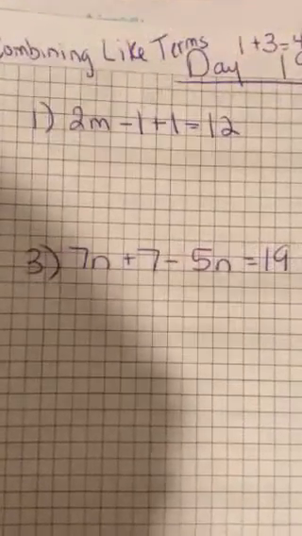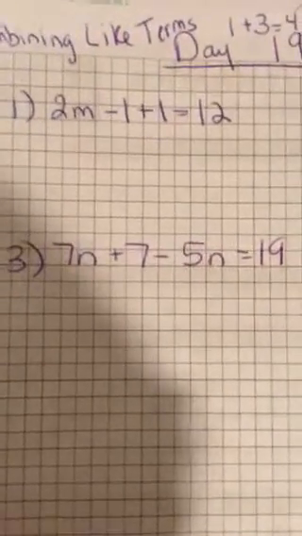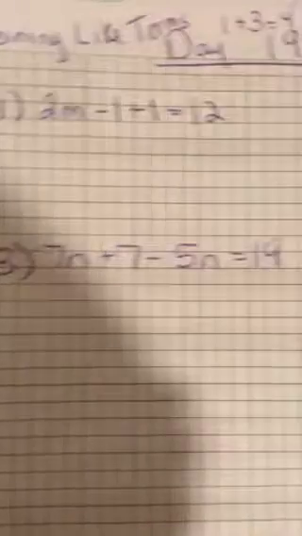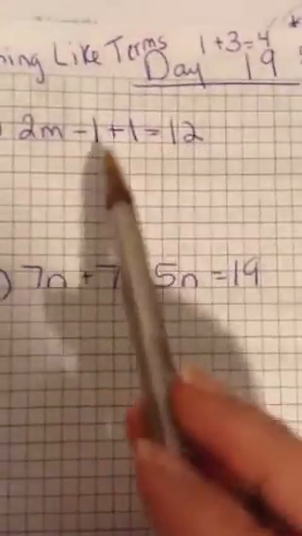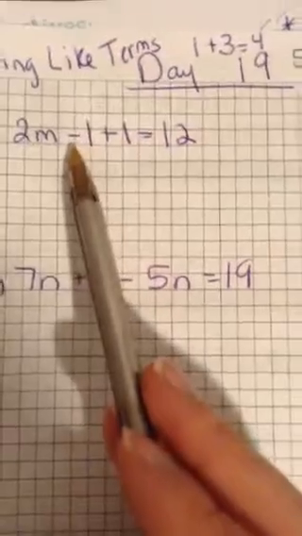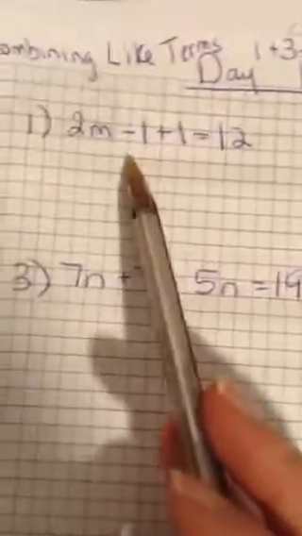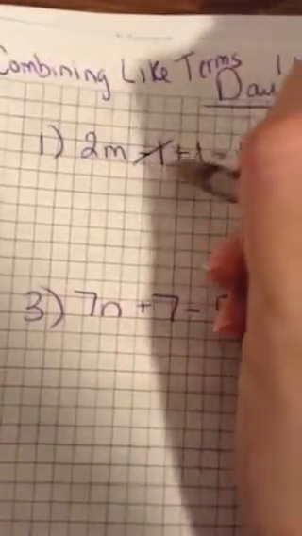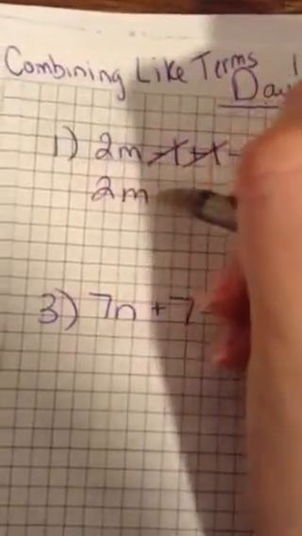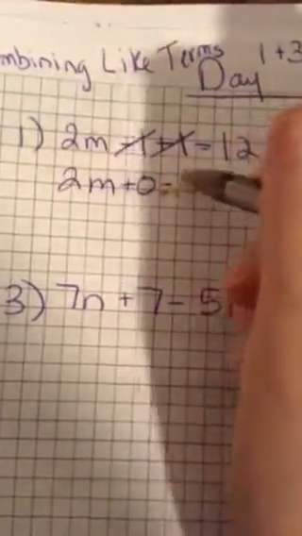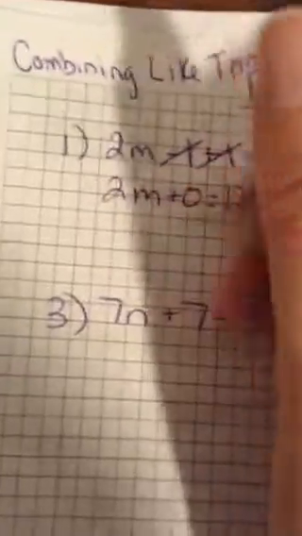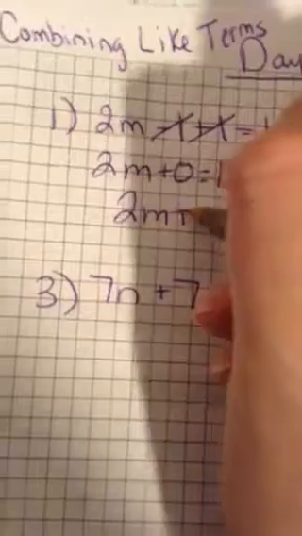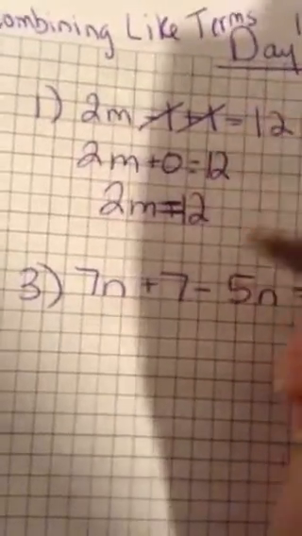So for number 1, I look at my equation: 2m minus 1 plus 1 equals 12. I see that minus 1 plus 1, these are like terms. Negative 1 plus 1 is 0. So I could just write 2m plus 0 equals 12. Better yet, I don't need this 0 at all. I can put 2m equals 12.